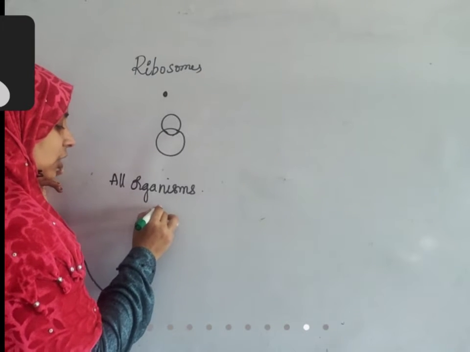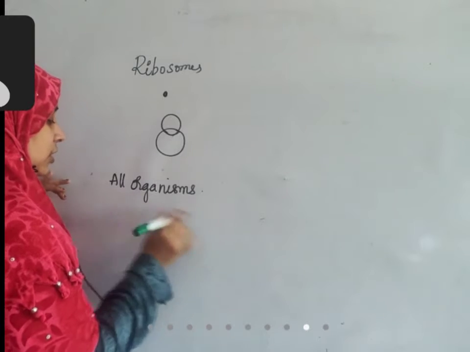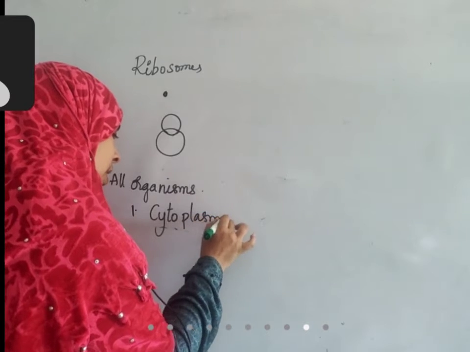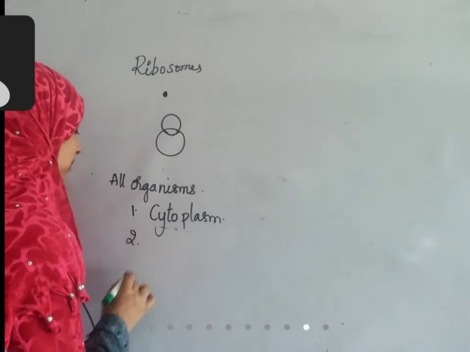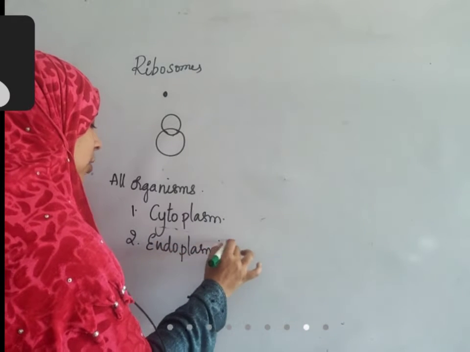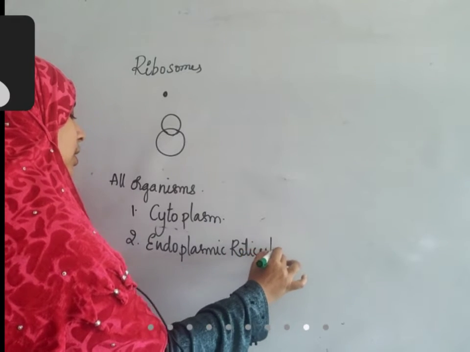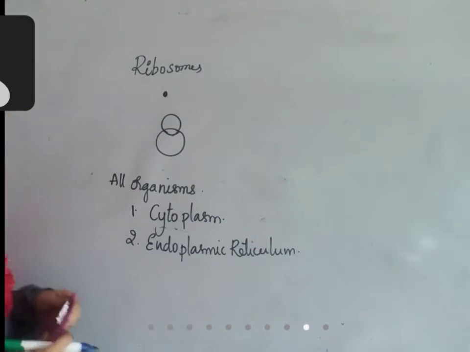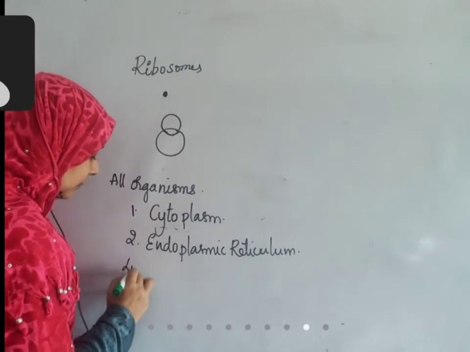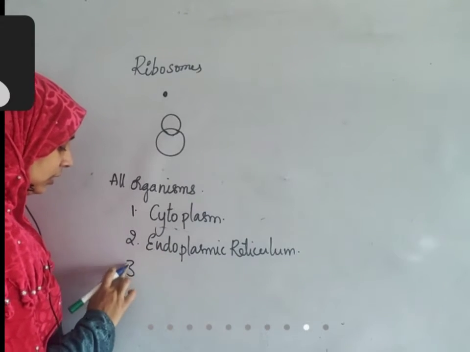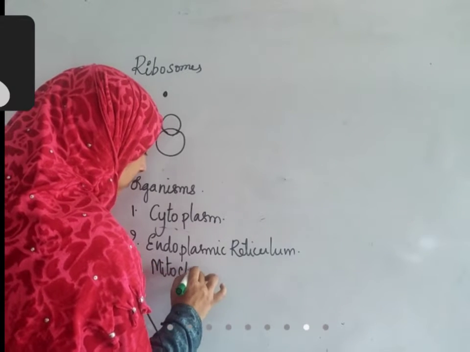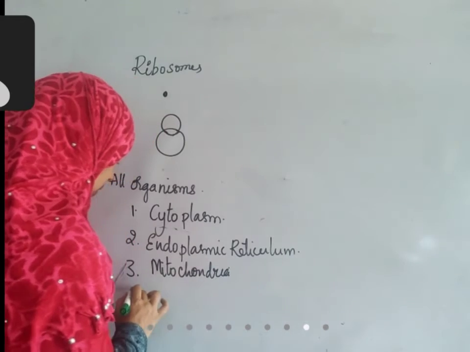So simply they are dot-like structures if you see. Where are they present? One, they are present freely in the cytoplasm, they float in the cytoplasm. Second, they can be found in the endoplasmic reticulum. They are attached to the endoplasmic reticulum. Yesterday we saw that the part of the endoplasmic reticulum which has ribosomes is called rough endoplasmic reticulum. And third, they are also found in mitochondria and also in chloroplast.